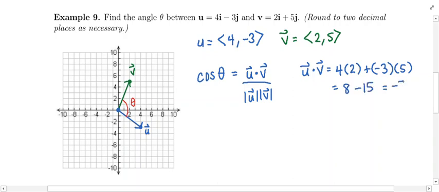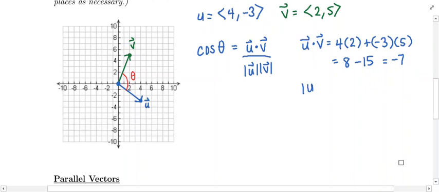The dot product is going to be -7. Now I need the magnitude of u. Remember, how do you find the magnitude of a vector? I'll write right here, I'll just use a generic w. The magnitude of vector w is going to be the horizontal component squared plus the vertical component squared, and then you add the two squares, and then you take the square root of the result.